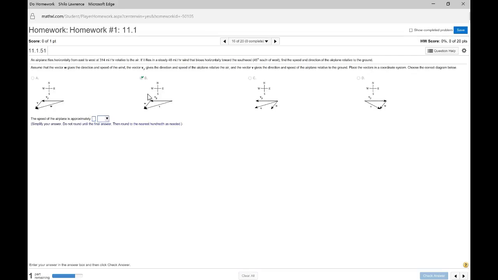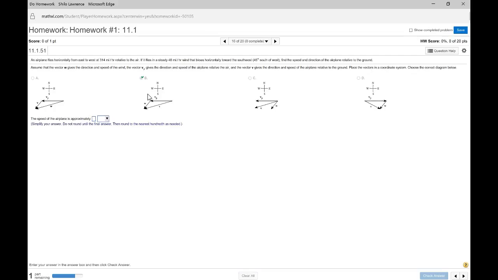The speed of the airplane is approximately... So speed is the magnitude of velocity. So for each of these, we've got a magnitude and a direction. And we want to put those directions in standard form as a standard angle with respect to the positive x-axis. So the plane moving due west would be how many degrees?